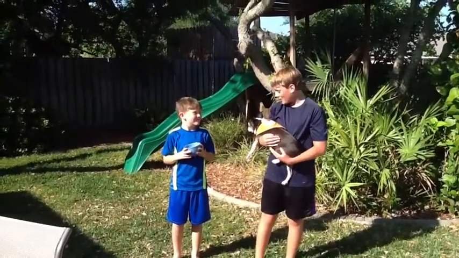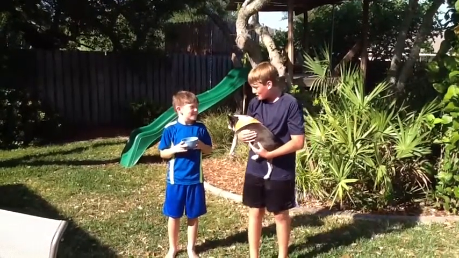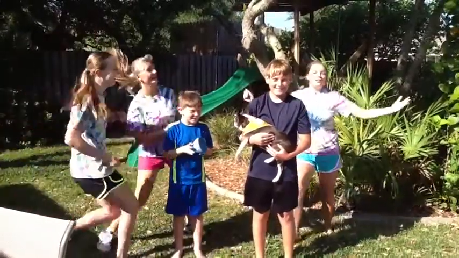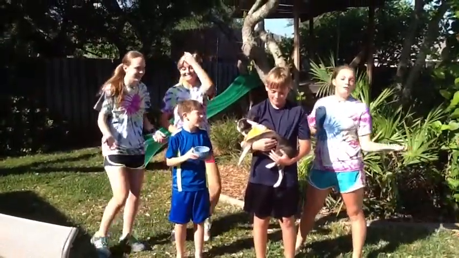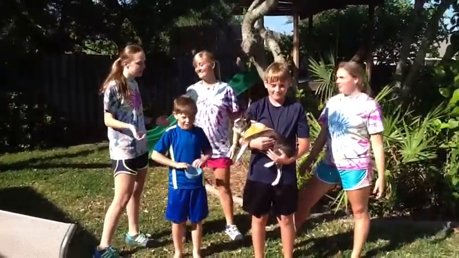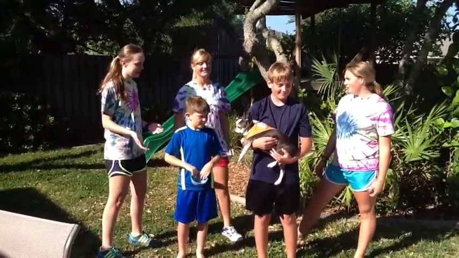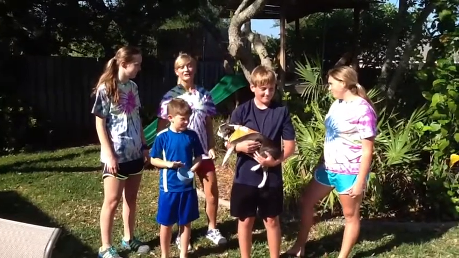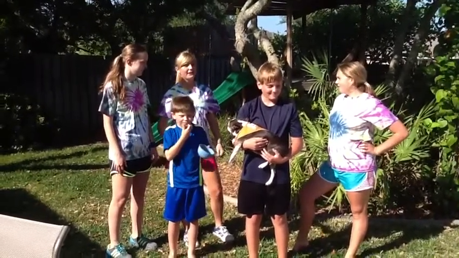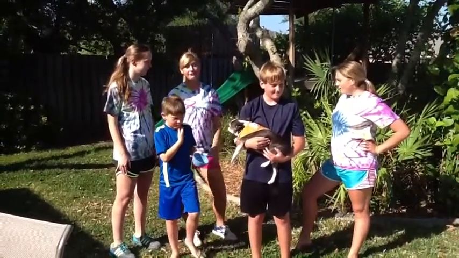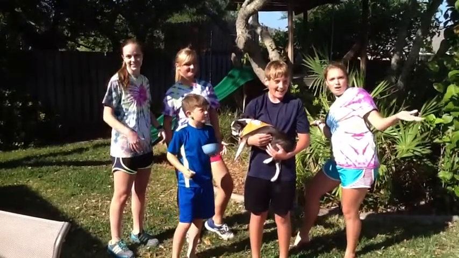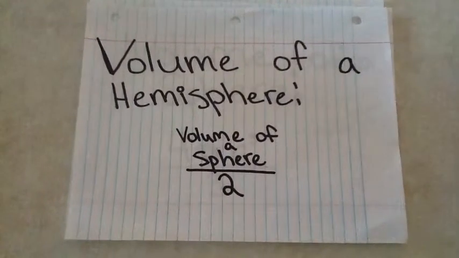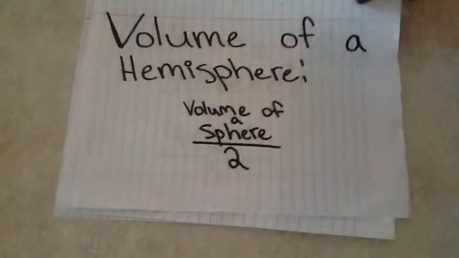I need to give my dog some water, but I don't know how much will fit in the bowl. Don't worry, we know all there is to know about volume. You can find the volume of a hemisphere by using the formula of a sphere, which is 4 pi r cubed over 3, and then divide that by 2 because it's only half of a sphere. Thanks, guys. The volume of a hemisphere is the volume of a sphere divided by 2.